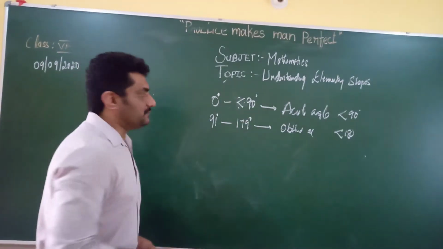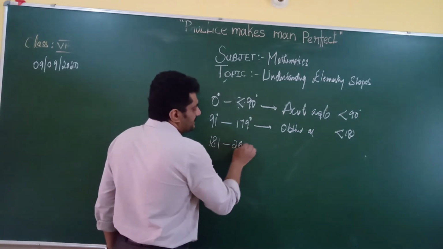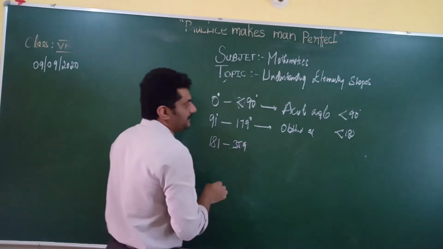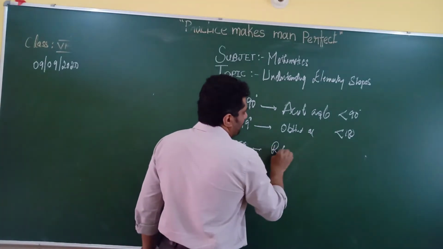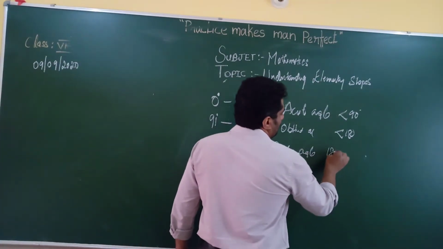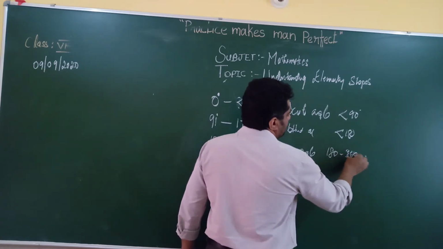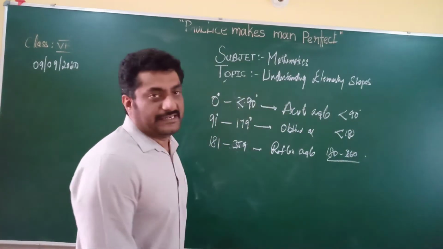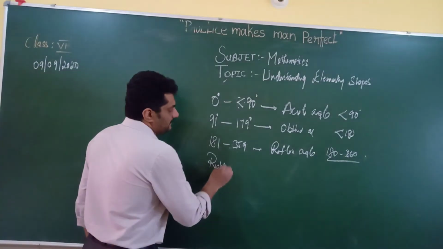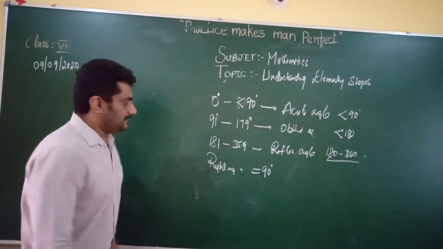This is less than 180 degree. These are precise values. Now 181 to 359, we call it as reflex angle, which is nothing but between 180 to 360. Okay, this is reflex angle. The next one is right angle, which is equal to 90 degrees.